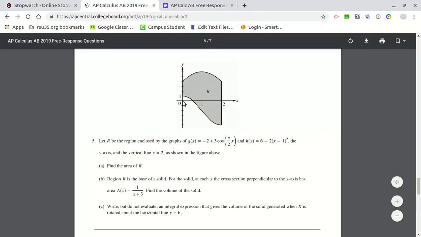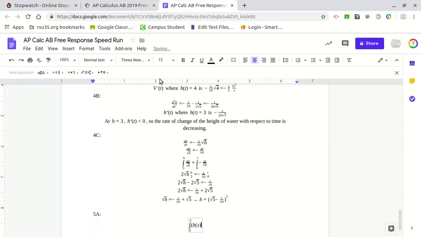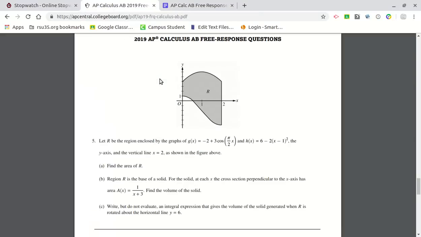Negative 2 plus 3. Oh, sorry. So negative 2 plus 3 is 1. So this is g of x, because at 0, this will be 1. And then h of x, 6 minus 2 is 4. So that's this one. So h of x is on top. And I'm not allowed to use a calculator.